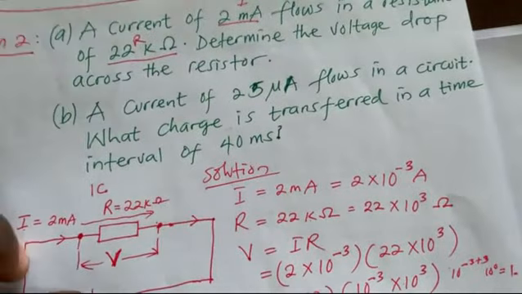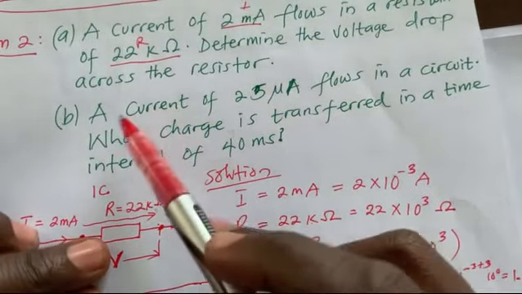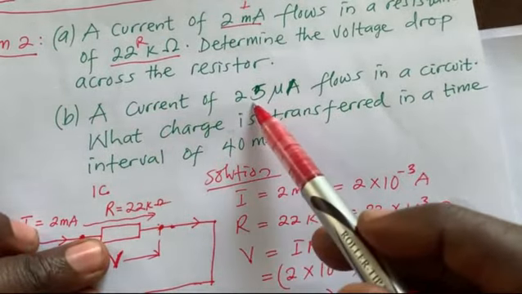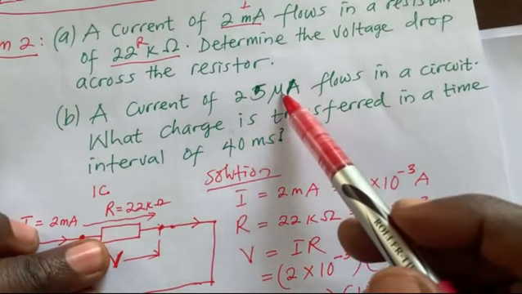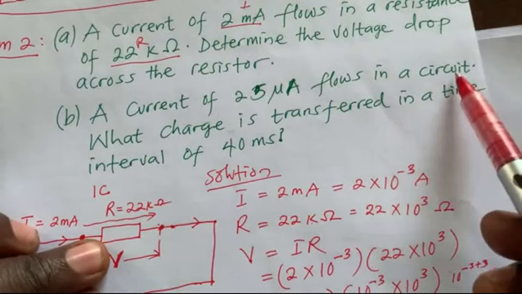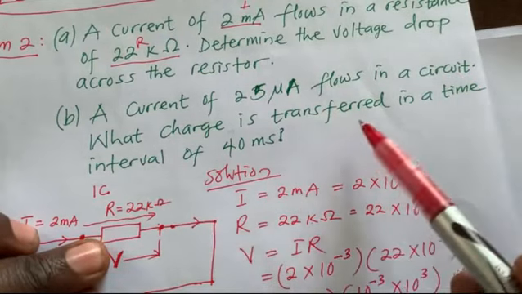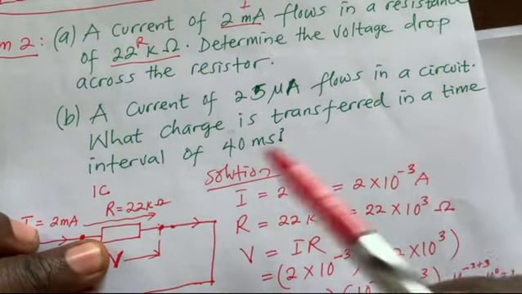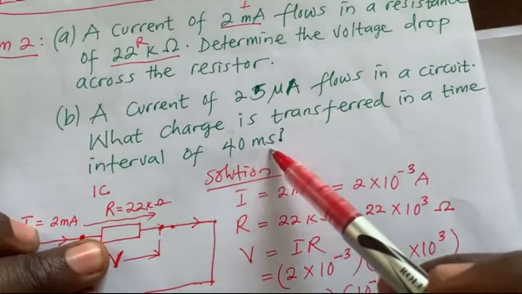Moving on, let us see the B part of the problem as quickly as possible. According to B part of the problem, let's see it. It says a current of 25 microamperes flows in a circuit. What charge is transferred in a time interval of 40 milliseconds?